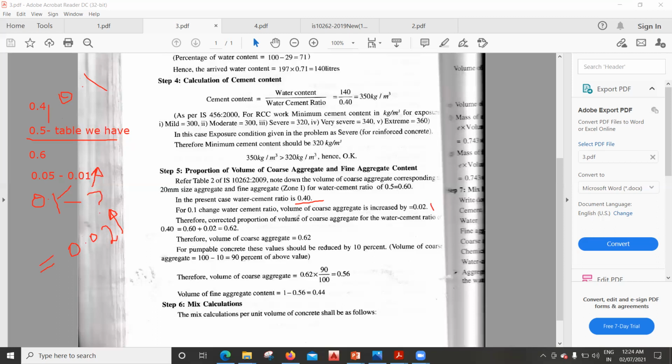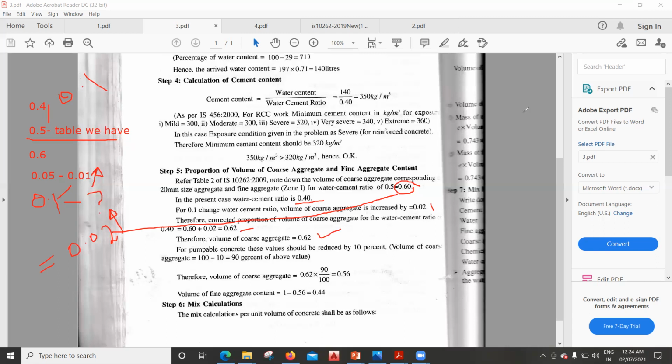Therefore, the corrected proportion of the volume of coarse aggregate for the water cement ratio will be how much? 0.60, this is the value we got. For this, you add this 0.02. So 0.6 plus 0.02 comes out to be 0.62. Therefore, the volume of coarse aggregate is 0.62.